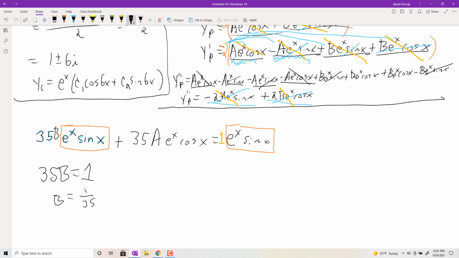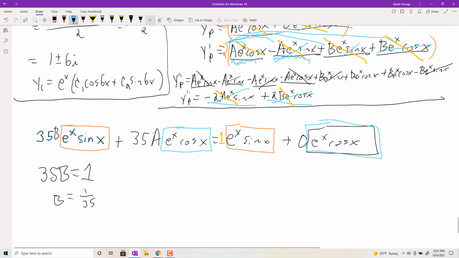And then I'm looking for the e to the x cosine x's. And on the right, there isn't one, right? You could put 0 e to the x cosine x's if you wanted to, and then you could equate their coefficients. So you would have 35a equaling 0. In other words, a is just 0. Okay. Sorry, I had that blue.